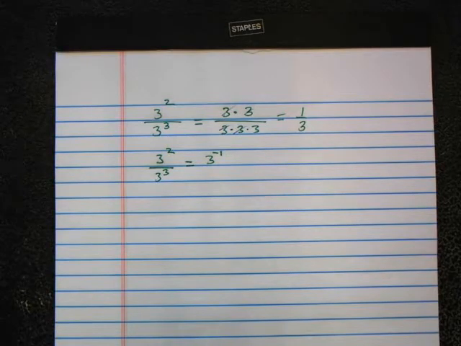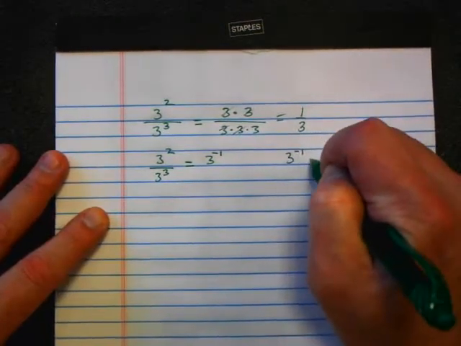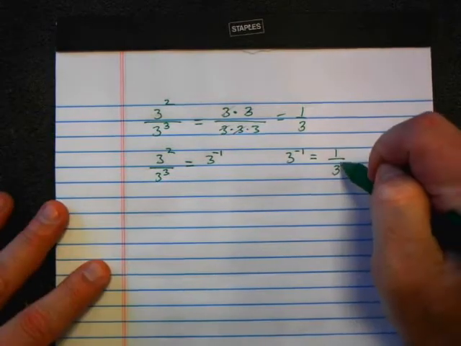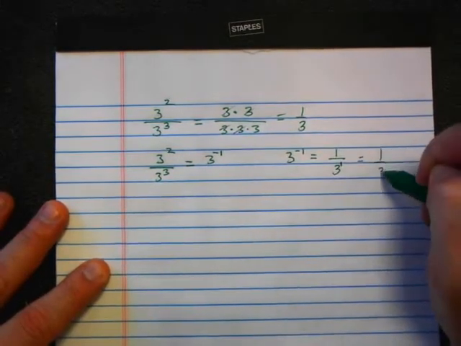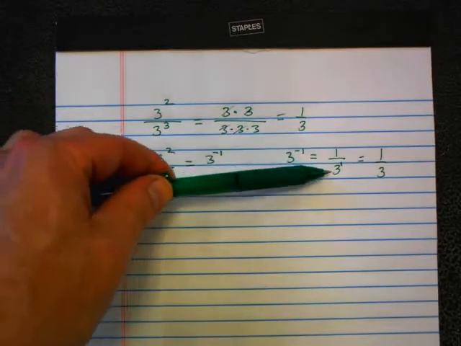So negative exponents do not give negative answers. It's a very common mistake that people make. Negative exponents make fractions. So 3 to the negative 1 is 1 over 3 raised to the 1, which is just 1 over 3. So what the negative exponent does is it just takes the thing and pushes it to the bottom.